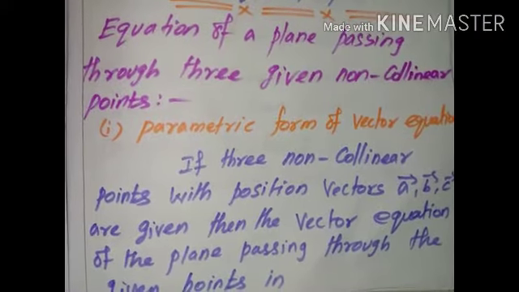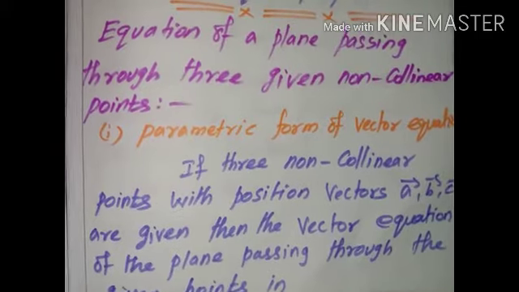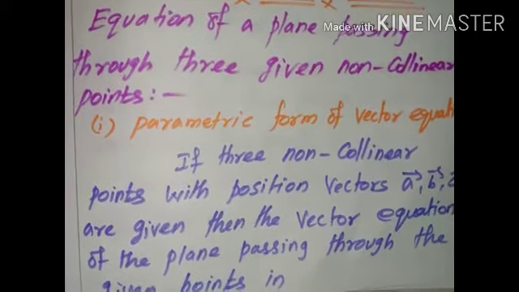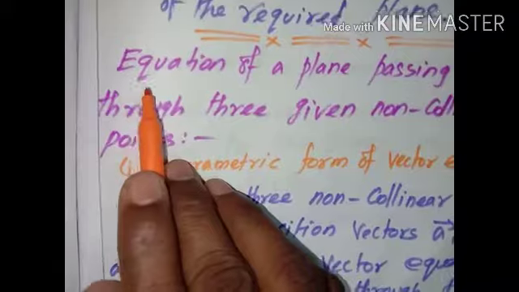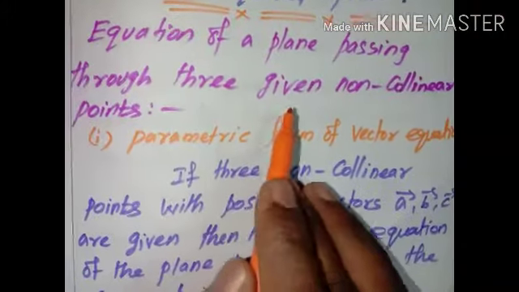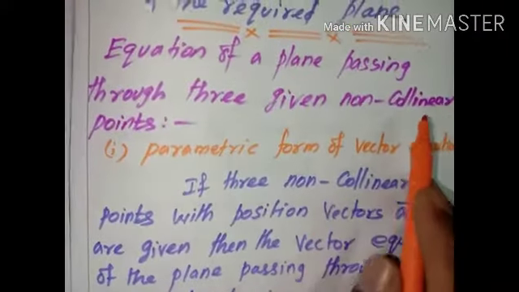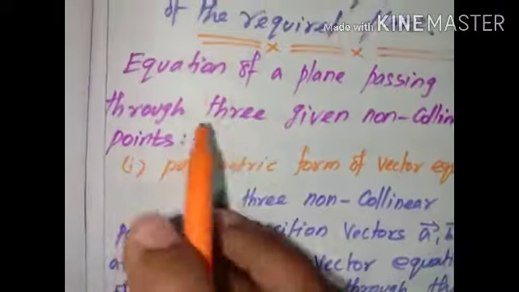Hi students, I am going to start the exercise 6.7 introduction video. The introduction topic is the equation of a plane passing through three given non-collinear points.